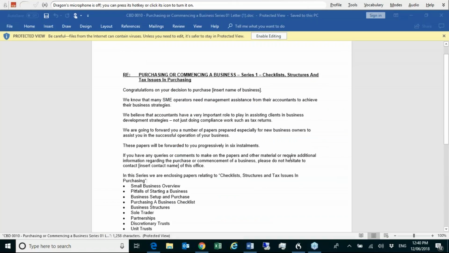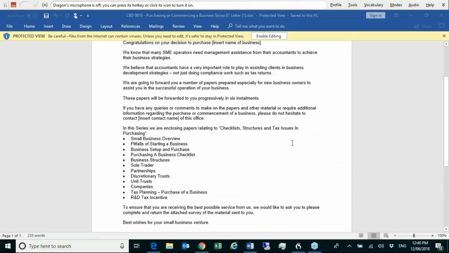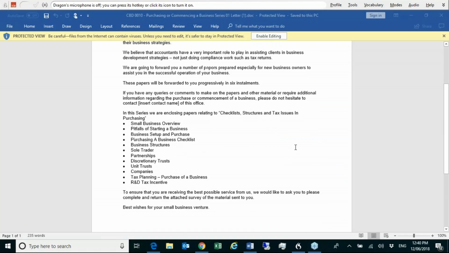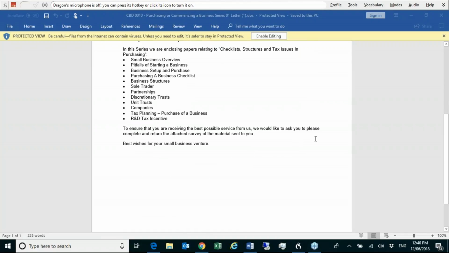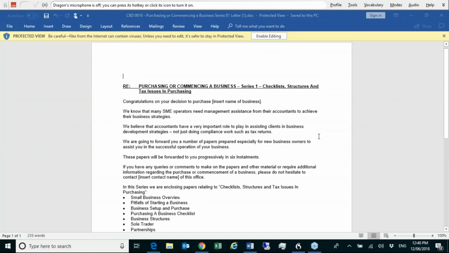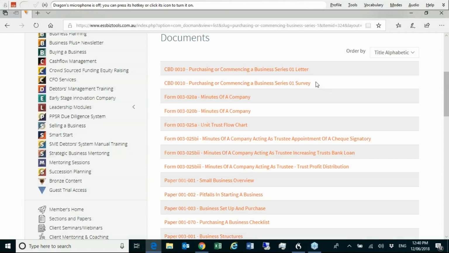You could place this letter on letterhead if you wished, or include it in an email. It tells the client what you're doing, and hopefully they get some real benefit from that material.